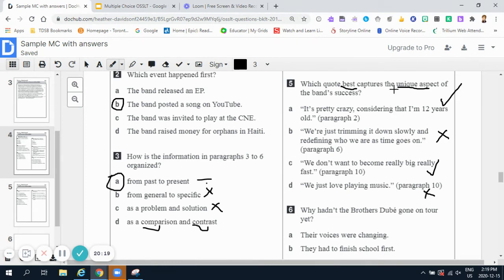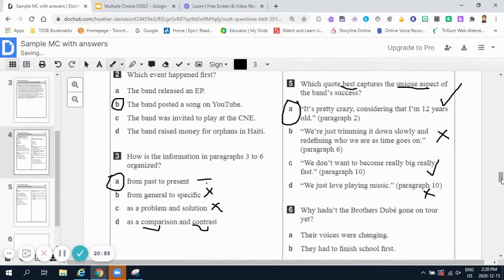So best captures the unique aspect of their success. So I have to figure out the best answer. What's unique is they don't want to become big really fast, so their success is kind of slow, and they're taking it step by step. But then we've also got this phrasing here: "It's pretty crazy considering I'm 12 years old." So they're both unique, but which best captures it is really saying which is more unique. And really, it's the fact that they're young.